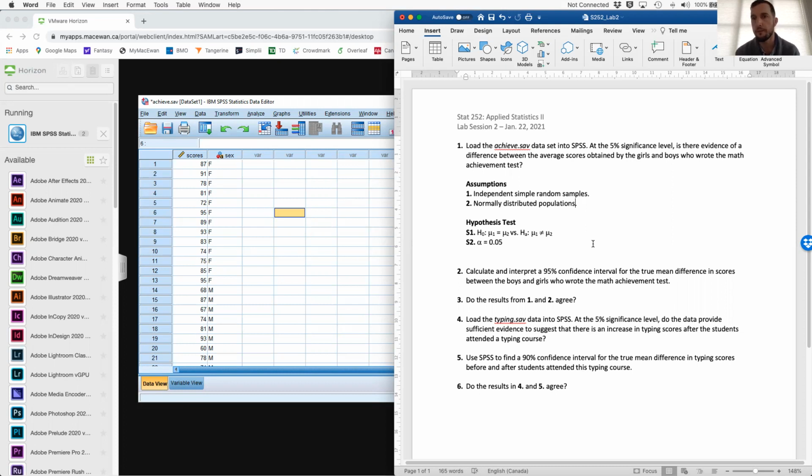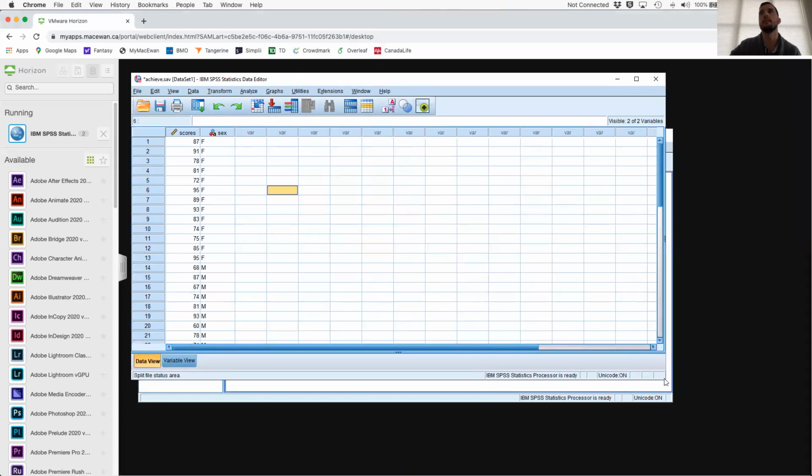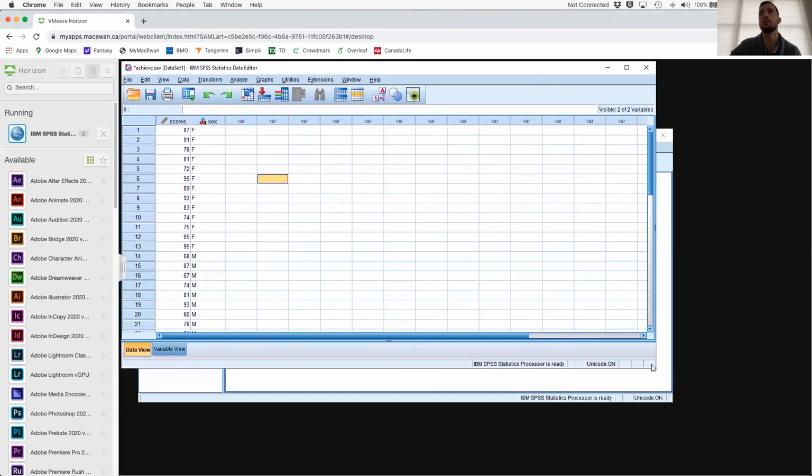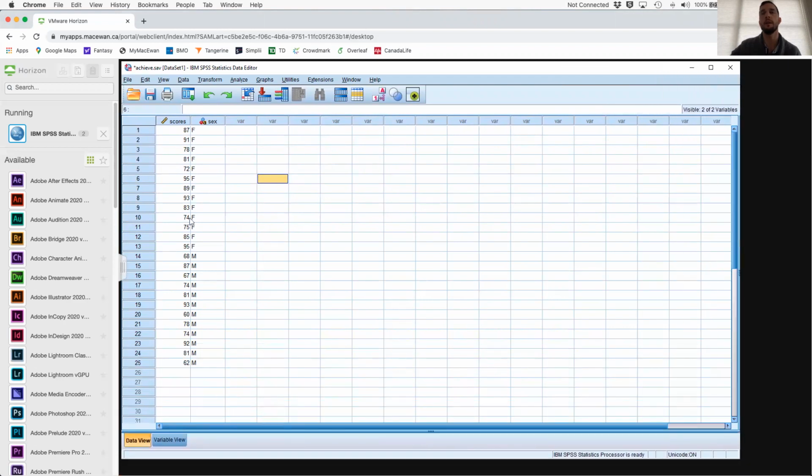Okay, so starting with the first question, we are going to use the achieve.sav data. The achieve.sav data, again, is a data set that is comprised of one variable, which is scores. And for the 25 measurements that we have associated with this variable, 13 are female and the remaining 12 are male. So these scores are the score on a math test that was written by the students.